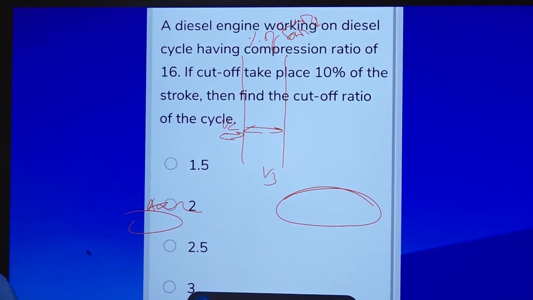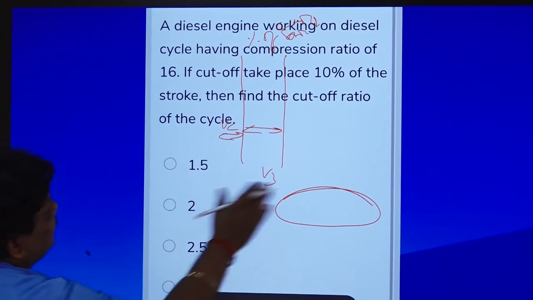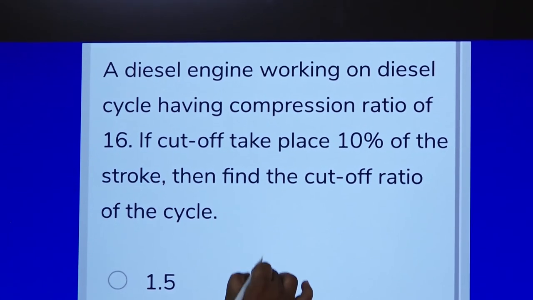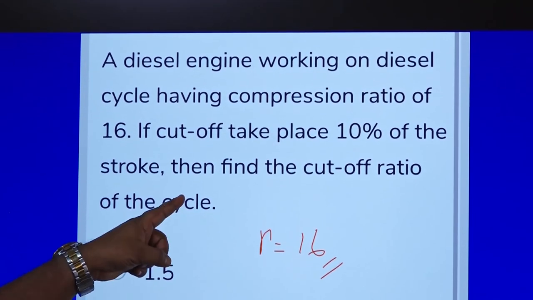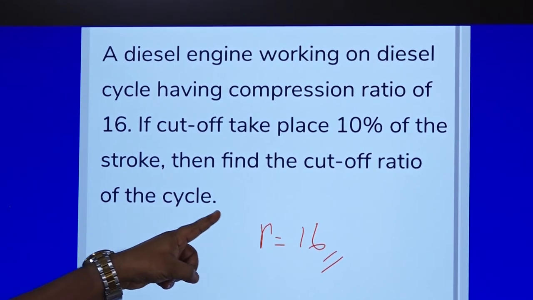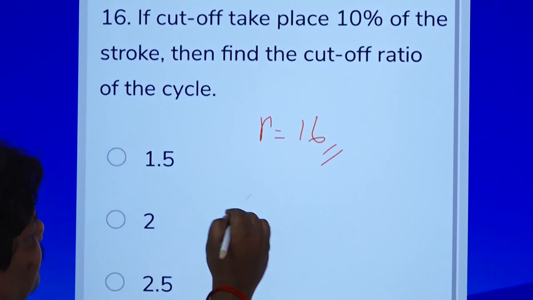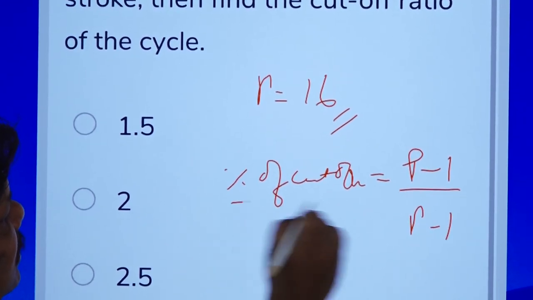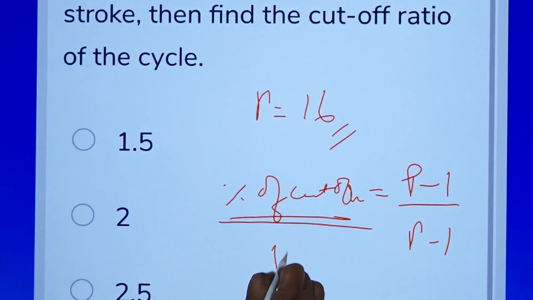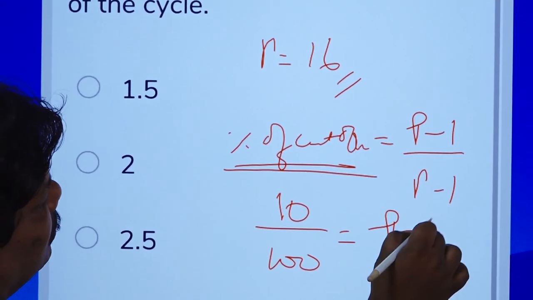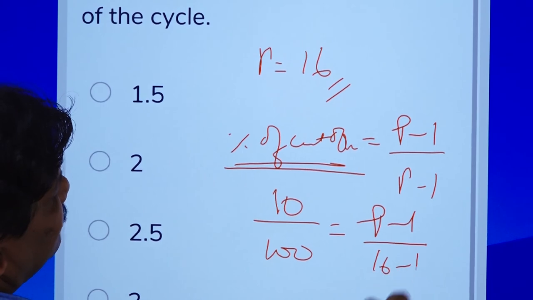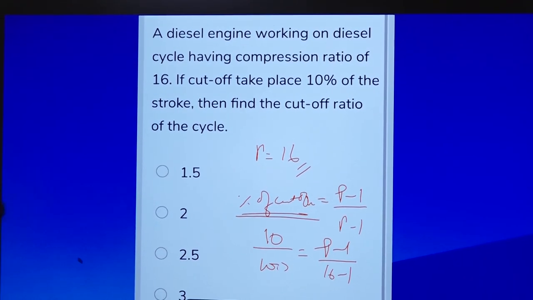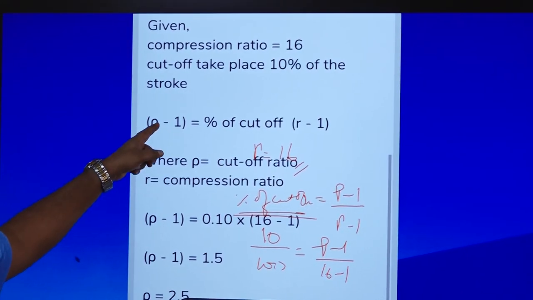As I told you, you can see one more problem that is based on the percentage cutoff. Okay, a diesel engine working on the diesel cycle has a compression ratio given, that is R equal to 16, and if the cutoff takes place at 10% of the stroke, then find the cutoff ratio. As I told you, percentage of cutoff is equal to rho minus 1 divided by R minus 1. What is the percentage of cutoff here? It is 10. 10 by 100 is equal to rho minus 1 by R, that is 16 minus 1. Find the value of rho, and then you can find the cutoff ratio of that cycle.